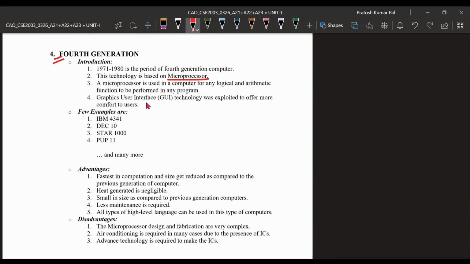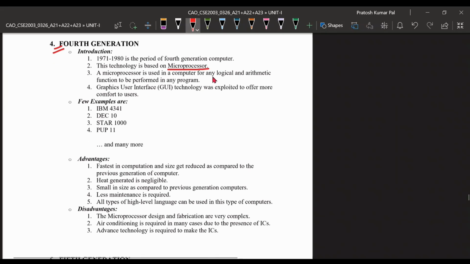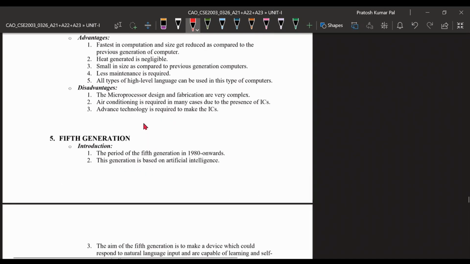Graphical interfaces also came, and logical and arithmetic functions are performed in any program. So here we have the ALU concept, and we can do logical functions. As the microprocessor came, the size of computers reduced further. In terms of speed, computation is the fastest, and size is reduced compared to the previous generation of computers.